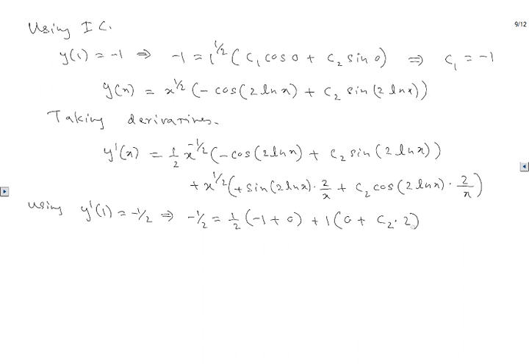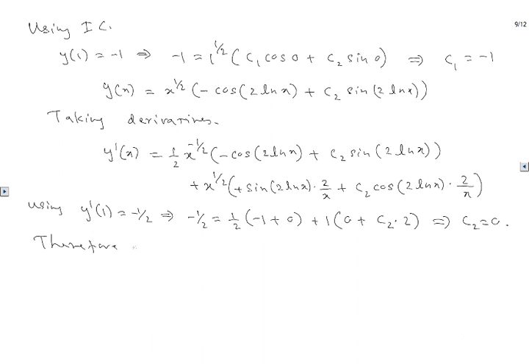So now we can simplify this one. Once you simplify, what are you going to get? You can see that the negative 1/2 cancels. So this says that c2 equals 0. c2 equals 0. So therefore the solution.